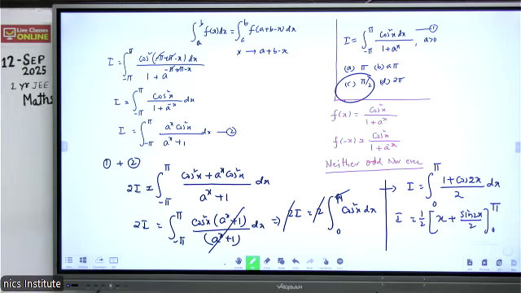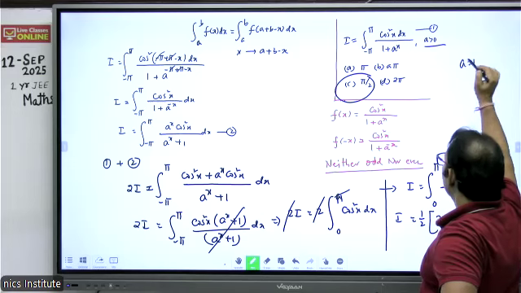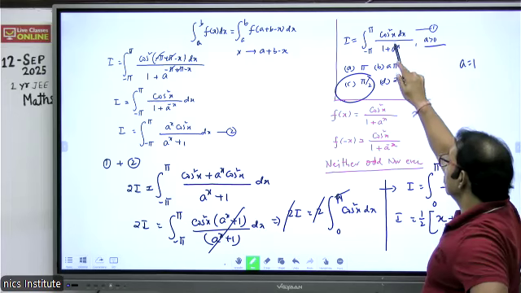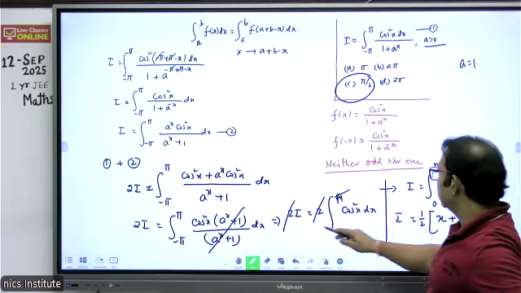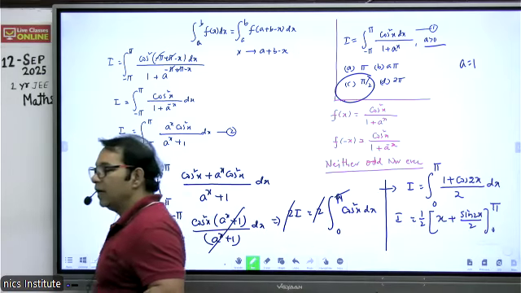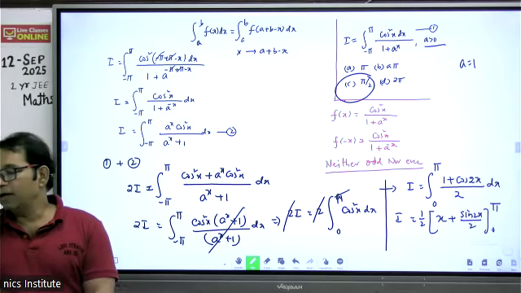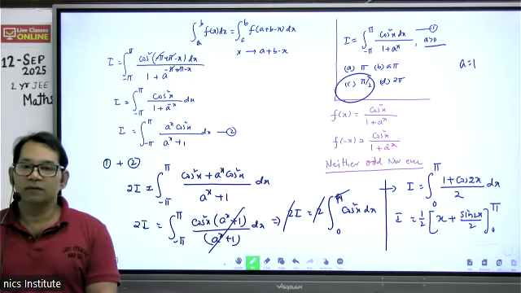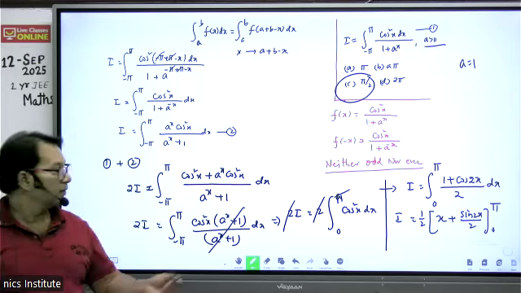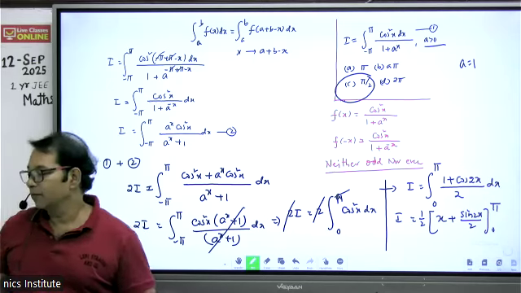We could have applied a shortcut also. The question says a is more than 0. I could have taken a equal to 1. So when a is 1, 1 plus 1 will become 2, cos square x by 2. If you apply the shortcut, let a is equal to 1, so you directly reach to cos square x by 2. I is equal to cos square x by 2. And then solve.